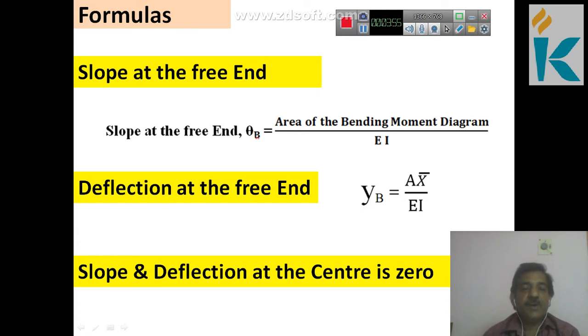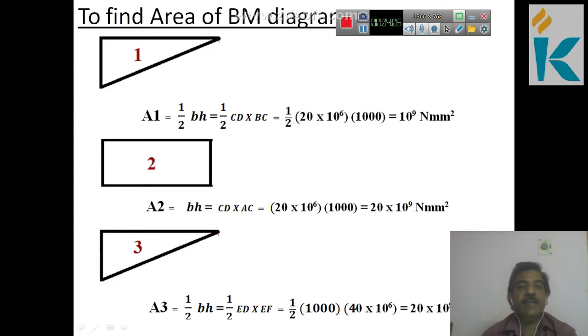So these two are the formulas. The third one is slope and deflection at the center, which is always 0. So we are only calculating at the free end. Now coming to the finding of the total area. This is the method to find the total area of the diagram.